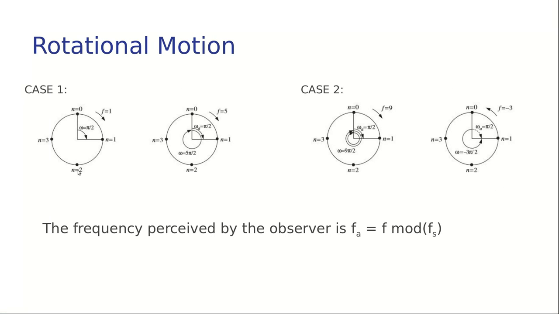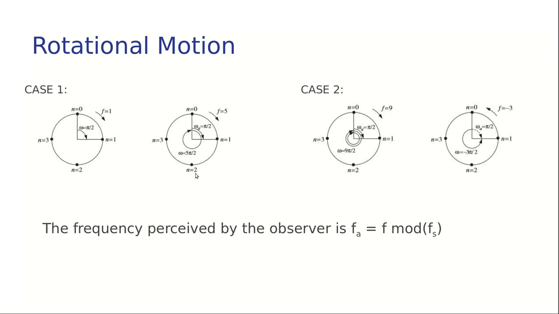In case 1, we have two wheels, one making 1 revolution per second and the other making 5 revolutions per second. We are observing this with the help of a flashlight, which is being flashed at T equal to 1 by 4 seconds. So we would first observe wheel 1 to be here. At the next time when the light was flashed, we would observe it to be here, then here, and so on. Thus, the speed perceived by the observer would be 1 revolution per second, which is the same as the one the wheel is moving at.